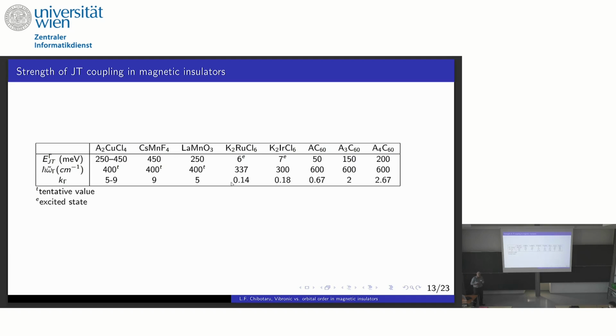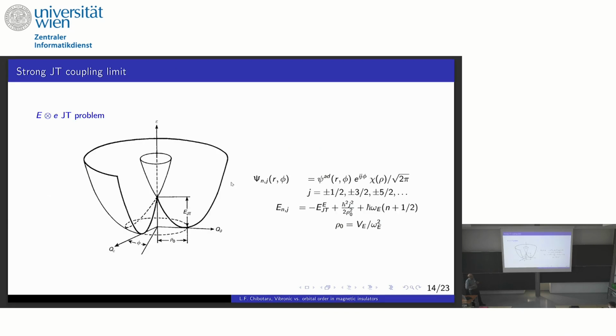In this case, the effect of multipolar interaction is different. So how should we understand these effects? First of all, how does the solution look on one single site if you have an isolated site? If you have, for instance, an E⊗e Jahn-Teller problem.